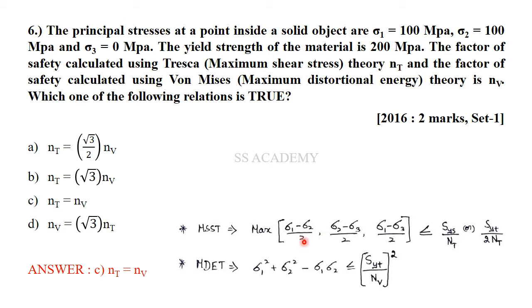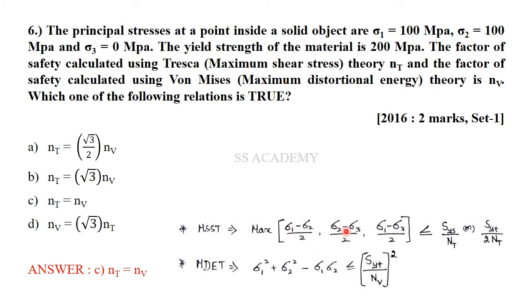This is the failure criterion. If this particular value exceeds this value, the material fails. Similarly, if this total value exceeds this particular value, the material fails. So these conditions are said to be the failure criteria. In the case of MSST, the absolute maximum shear stress is found by this formula: sigma 1 minus sigma 2 by 2, sigma 2 minus sigma 3 by 2, sigma 1 minus sigma 3 by 2. Here you can see sigma 3 comes out to be 0. If it is 0, then it becomes a biaxial state of stress. So these are the only two principal stresses acting.